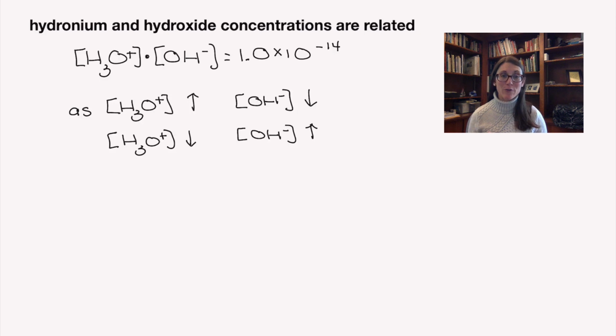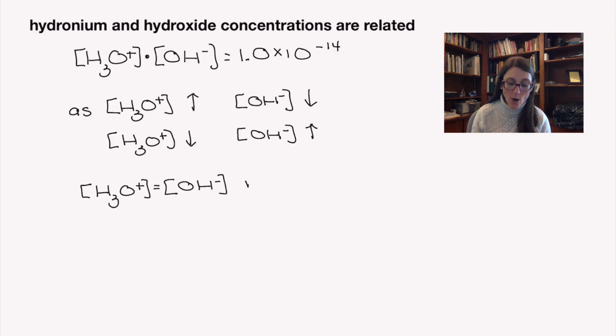What this means is that if we were to increase the concentration of hydronium, then the concentration of hydroxide would have to go down to compensate for that. On the other hand, if we were to decrease the concentration of hydronium, the concentration of hydroxide, again, would need to rise to compensate. Because they always have to multiply to give the same value, if one goes up, the other one has to go down. So in a neutral solution, the concentration of hydronium and the concentration of hydroxide are indeed equal to one another.